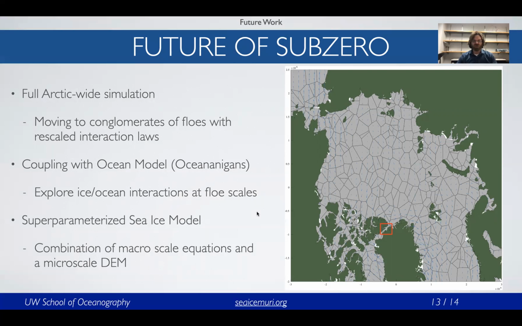We also want to look to couple with an ocean model such as Oceananigans to explore the ice-ocean interactions at the flow scale. And then we also want to look at the super parameterized sea ice model, which would involve a combination of macro scale equations and the microscale DEM. This is part of the larger MURI that I talked about being a part of, and looking at the mathematics of sea ice.